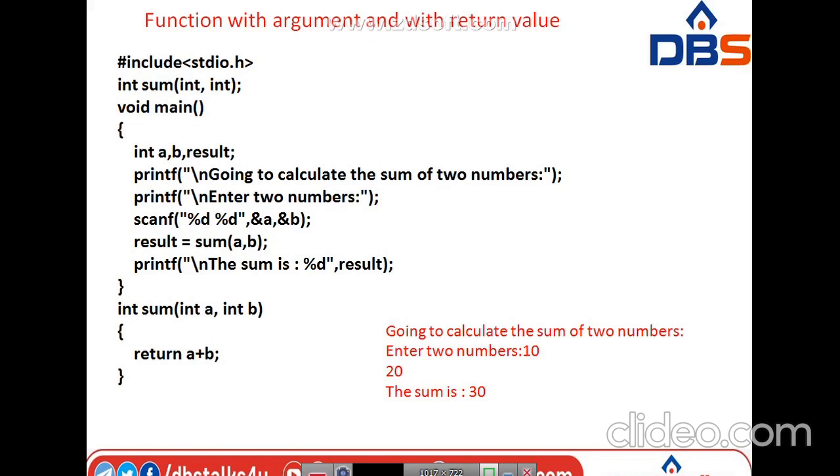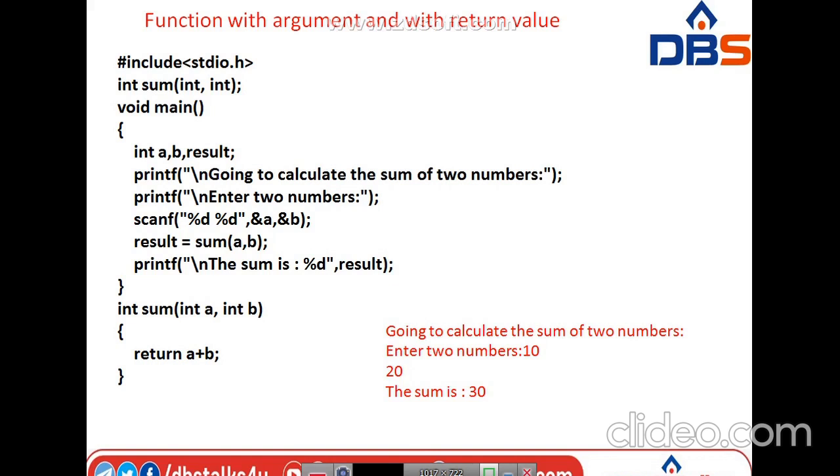Then the fourth category is function with argument and with return value. This program we have studied in the previous class itself, that is addition of two numbers. See, in this category, arguments are passed from the calling function to the called function, and values are returned from the called function to the calling function. It means there is data transfer from the calling function to the called function and from the called function to the calling function.